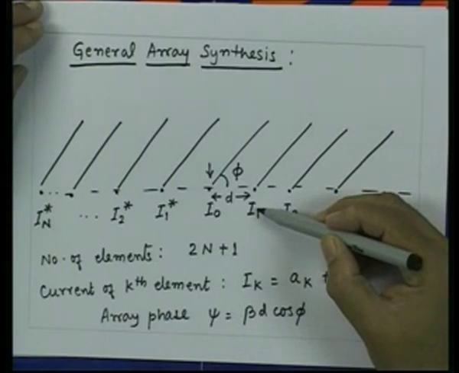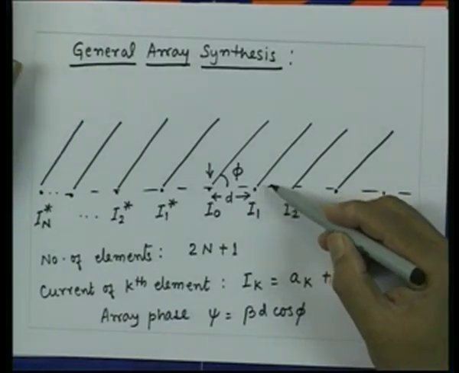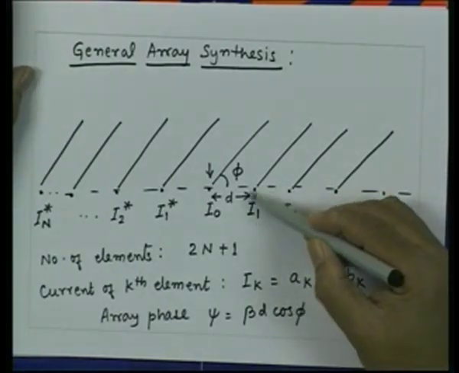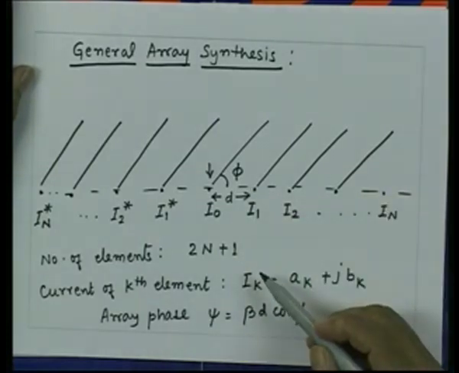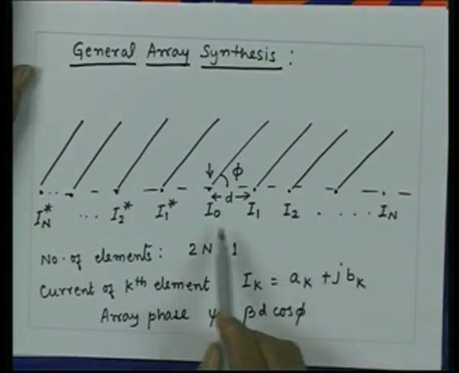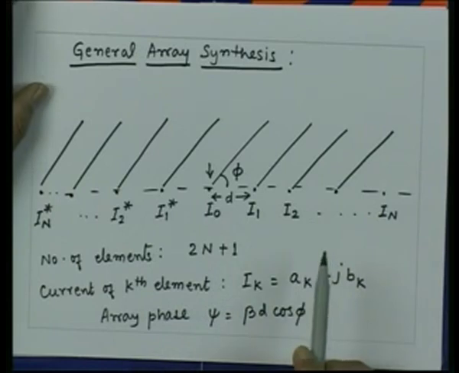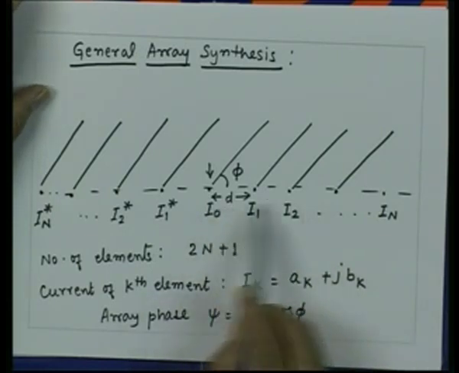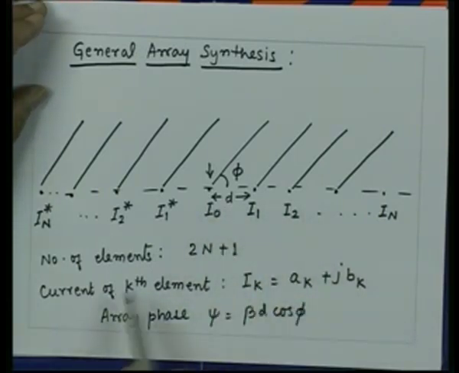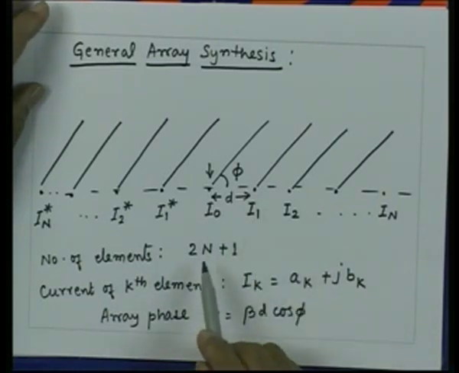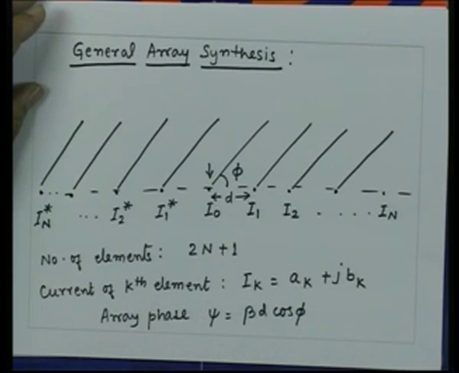We are not considering the progressive phase shift explicitly here, because that can be absorbed into the phase of the current, since we are now considering currents which are complex in nature. So, whatever progressive phase shift we want to put on the array can be absorbed into these complex currents. So, we define the array phase, which is simply beta d into cosine of phi.